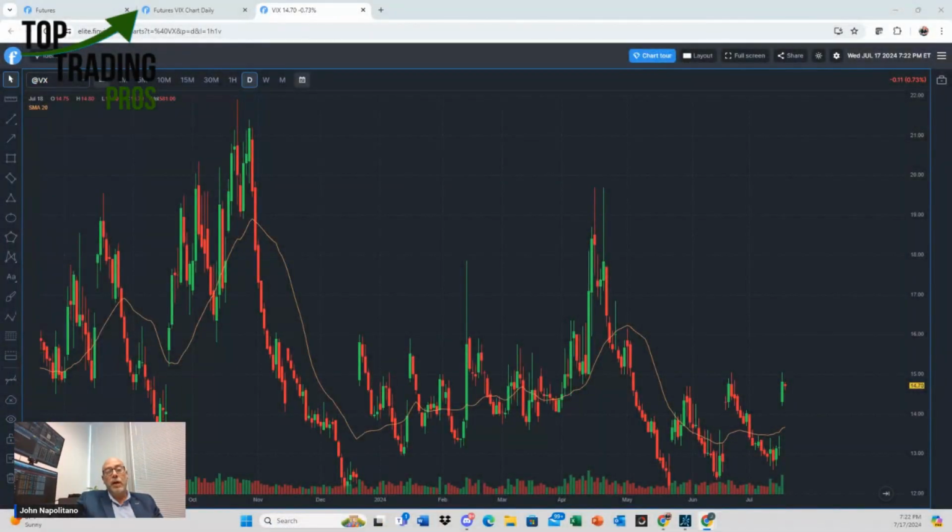So without further ado, I'm going to jump into it. And without giving you an opinion one way or another, what I really want to do is just show you basically what the different situations are and some of the things that you can look at. So the first thing I want to take you to is just a quick chart of the VIX.